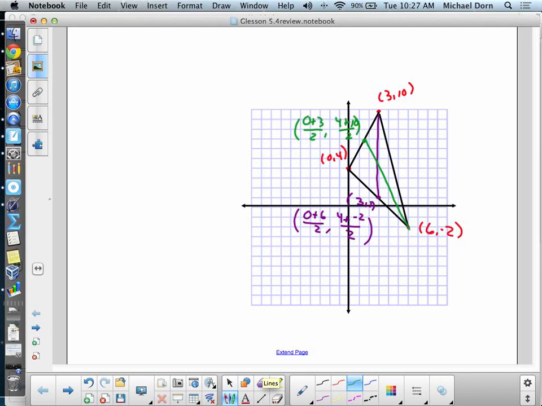Finally, the third one is 3 plus 6 over 2, 10 plus negative 2 over 2. So that's 9 halves, 4.5, and 4. 1, 2, 3, 4. There is my centroid right there, at 3, 4.